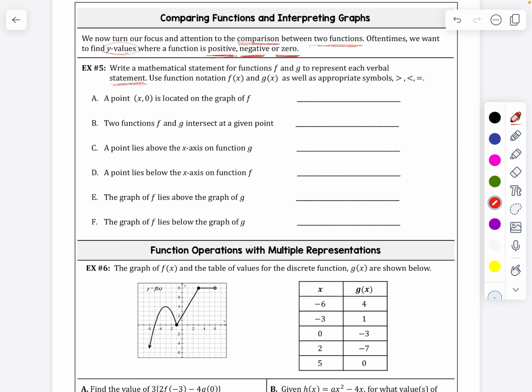So if a point x comma 0 is located on the graph of f, well, since our y value is 0, that tells me that the function in terms of x, where our input is x, equals 0. Second one, two functions f and g intersect at a given point. So that means if the point is x, then f of x is going to equal g of x at that same value of x.